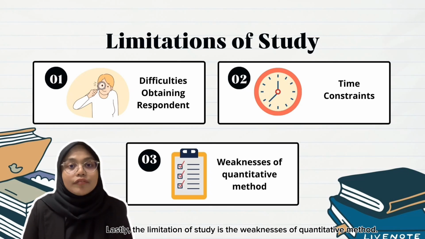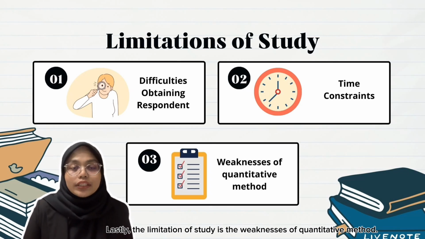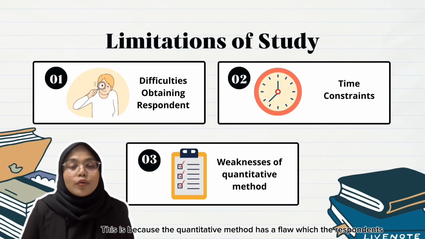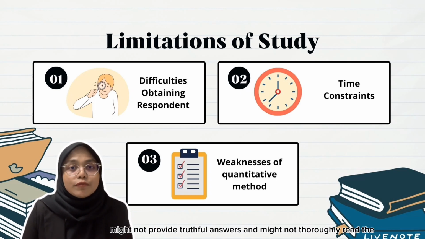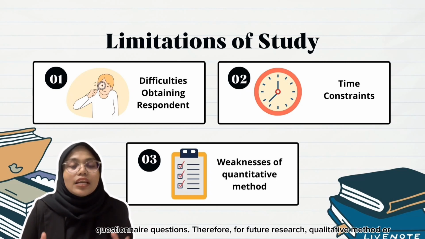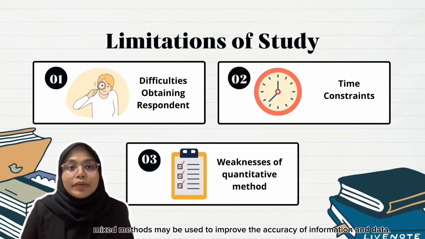Lastly, the limitation of this study is also the weaknesses of the quantitative method. This is because the quantitative method has a flaw, which is that the respondent might not provide truthful answers and might not truly read the questionnaire. Therefore, for future research, a qualitative method or mixed method may be used to improve the accuracy of information and data.